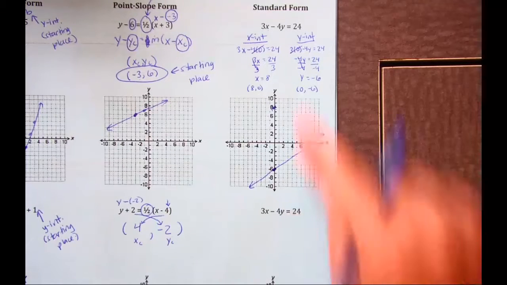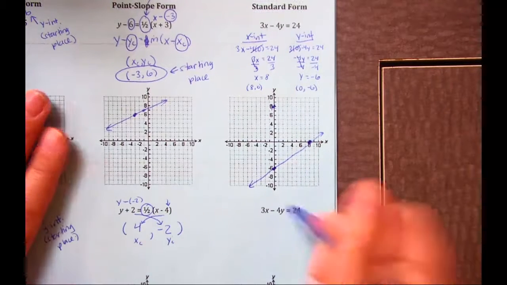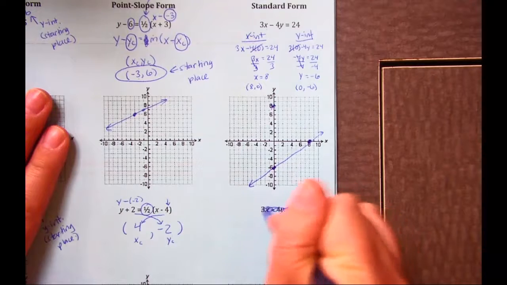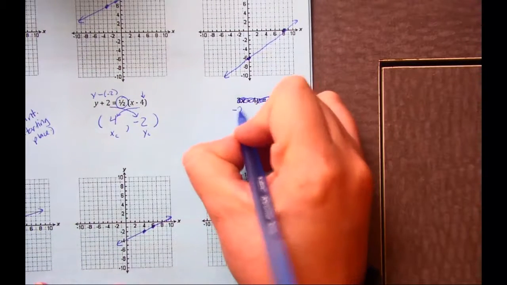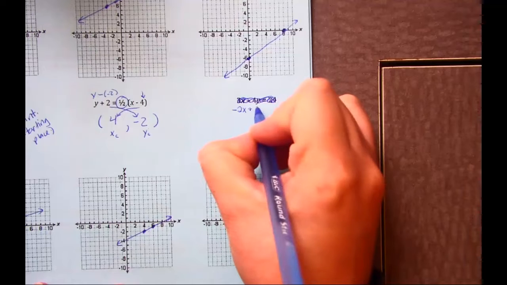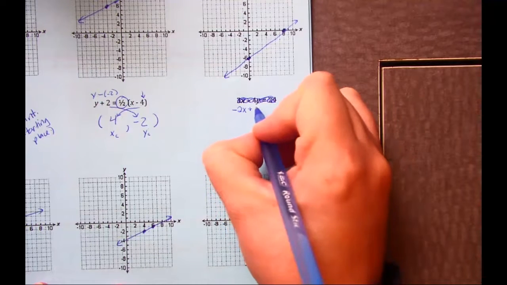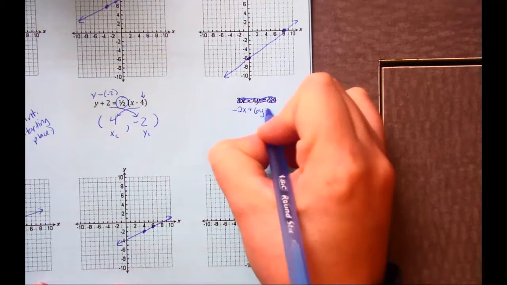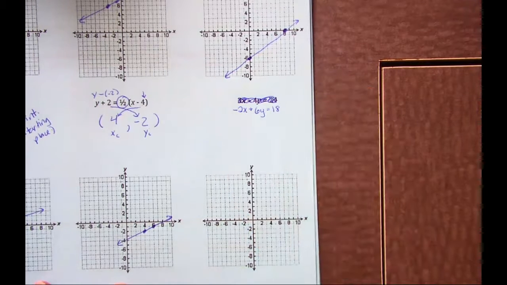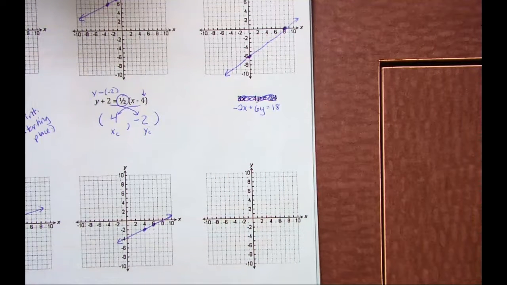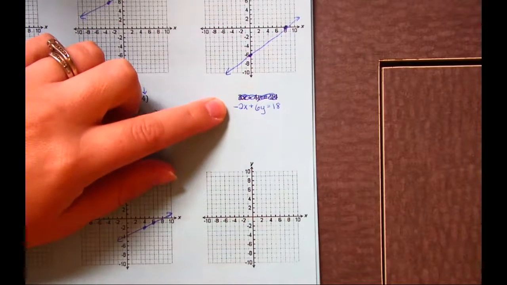Now, I made a mistake when I made these notes, and this equation right here is the exact same as the equation up there. So let's not do this equation. Let's make a new one. Let's just say we have negative 2x plus, I don't know, 6y equals 18. That's our new equation. So let's use this equation, and we're going to graph it by finding the two intercepts.